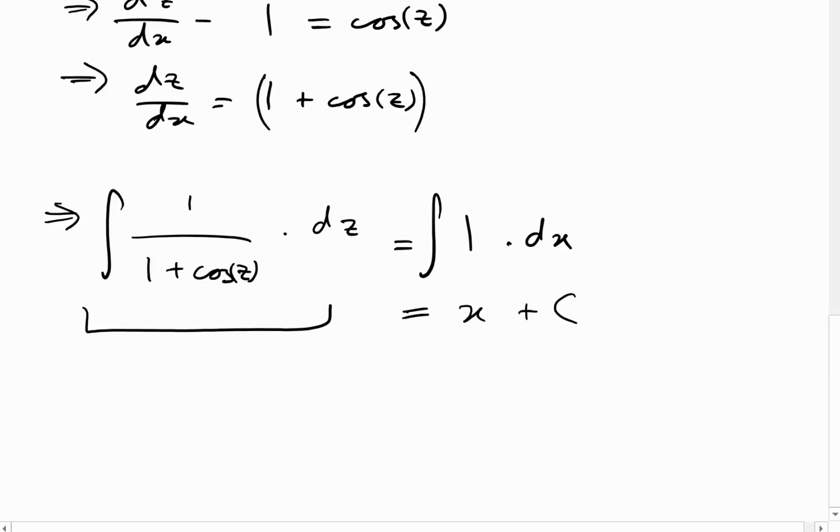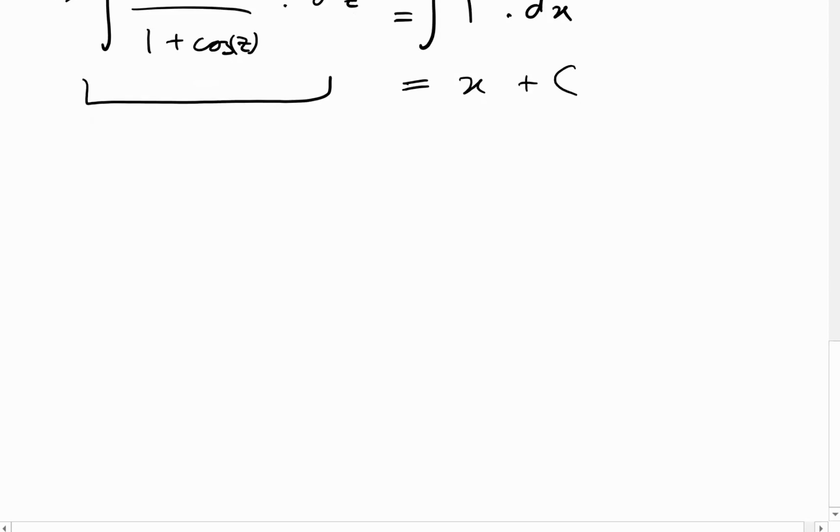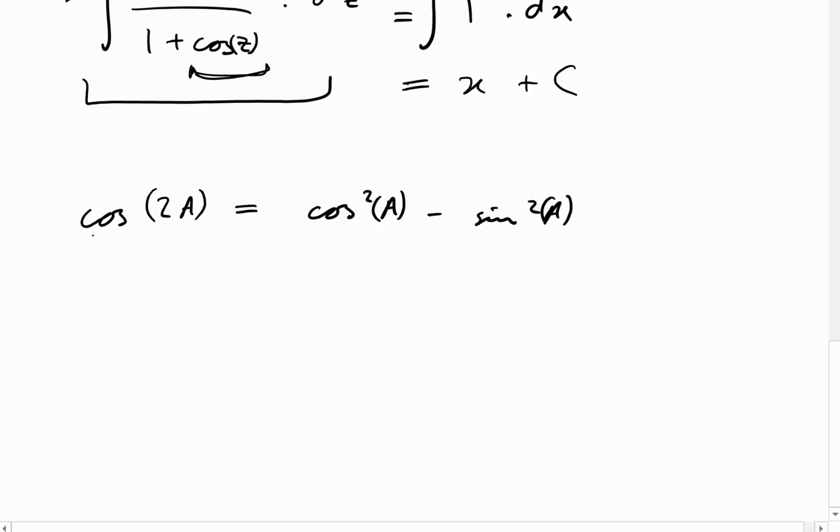But this is a little bit more tricky to work out, because you need to know your angle identities, or your trig identities. Note the double angles. We end up with cos 2a, for example, is equal to cos squared a minus sine squared a. Now look, we basically want to make a substitution for cos z. There are other ways of doing this, by the way.